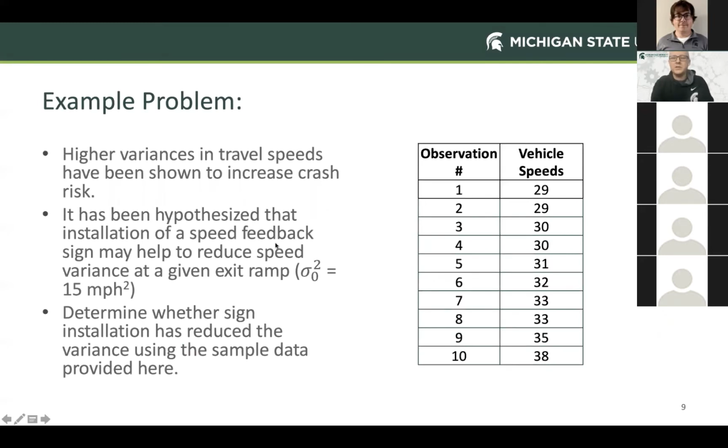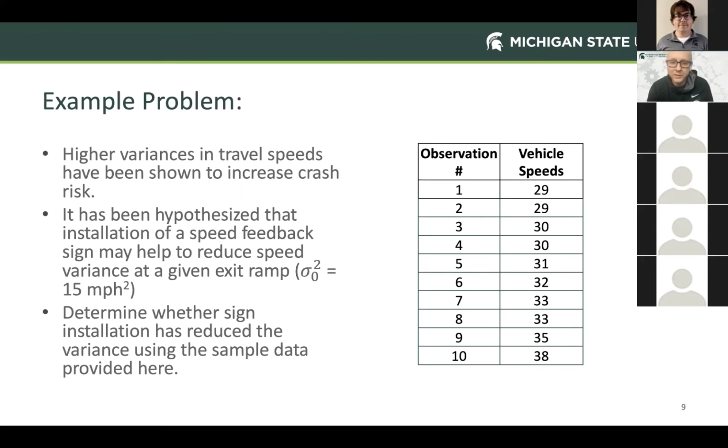All right, and so we're going to work through a sample problem from a few different perspectives to demonstrate these tests of variance. If we look at the research data, it generally suggests that if we see higher variability in travel speeds at a given location, crash risks tend to increase as a consequence of that. And that should make sense intuitively.